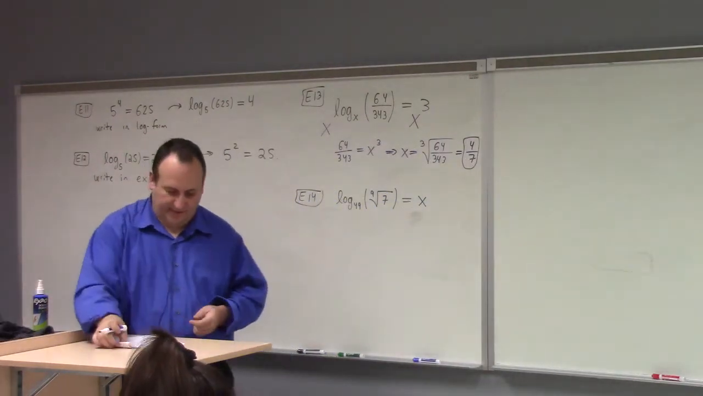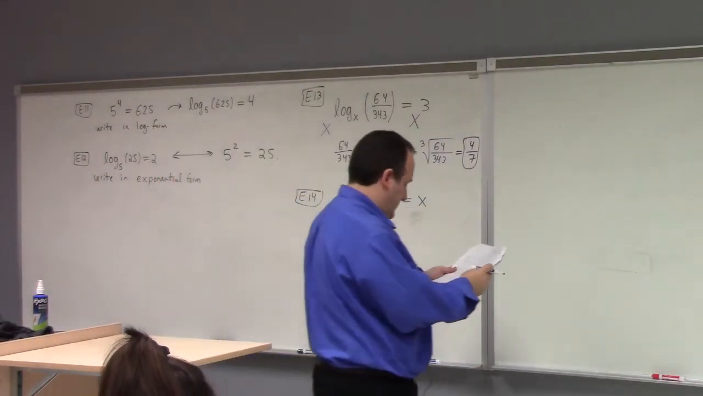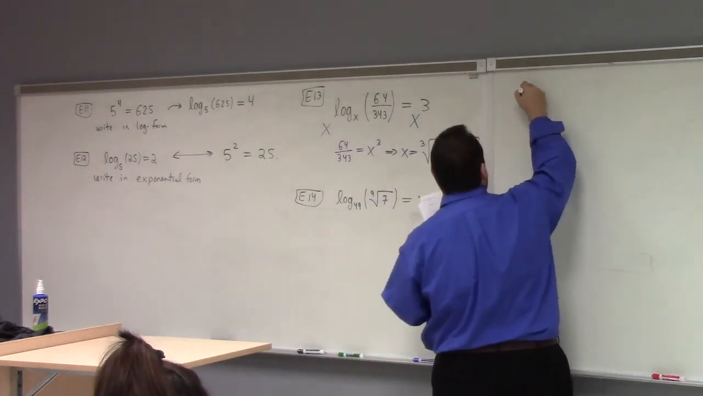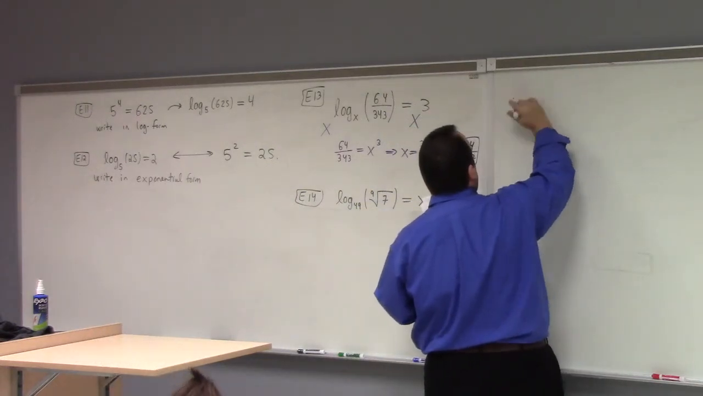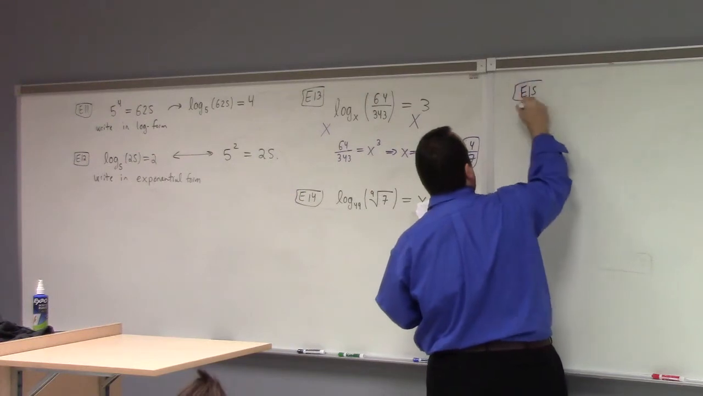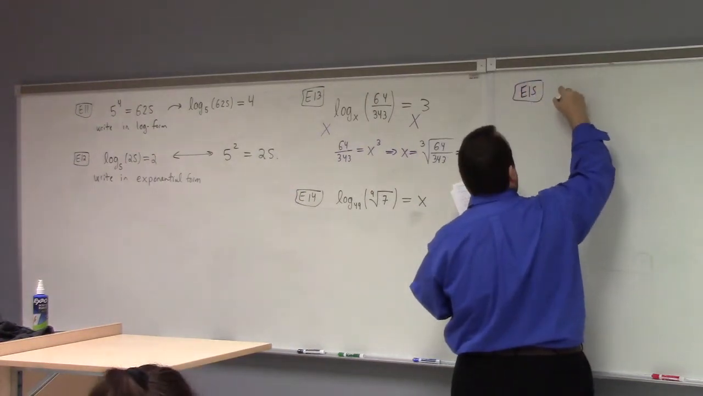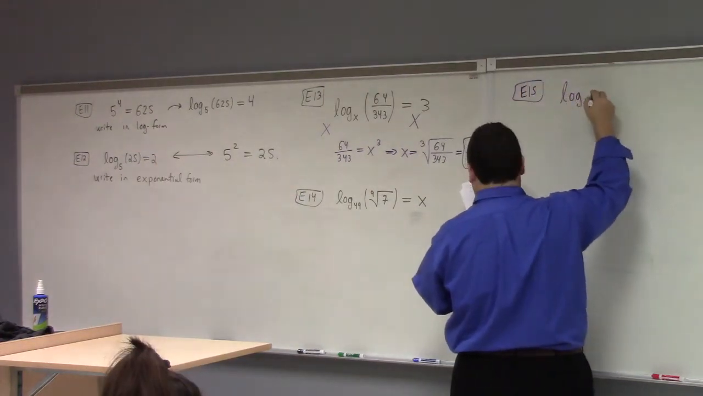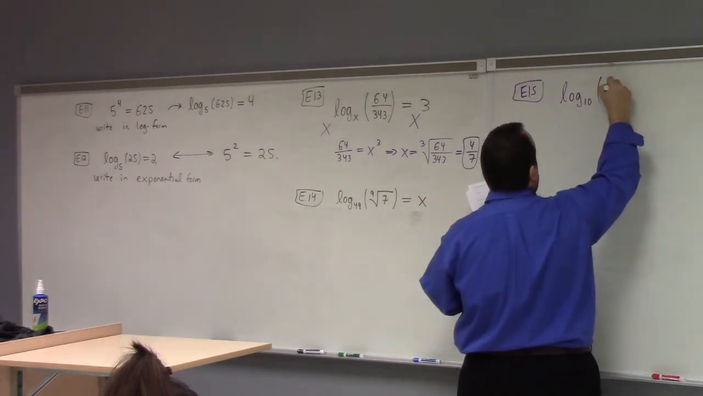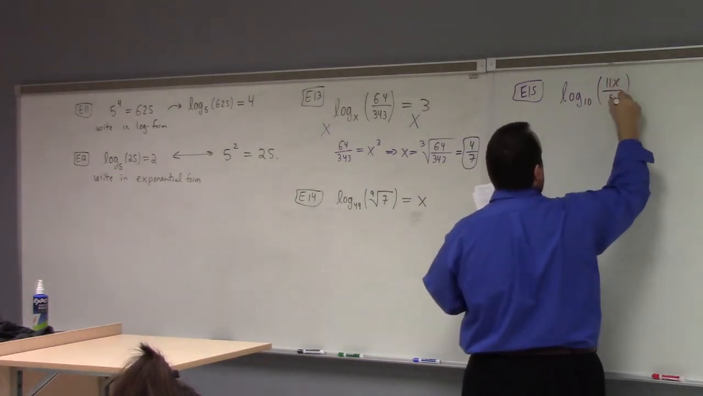While you guys are chewing on that one, let me write up the next one here. Example 15. This one's more of a simplification problem. We're just supposed to do log base 10 of 11x over 5, and we're told to simplify.